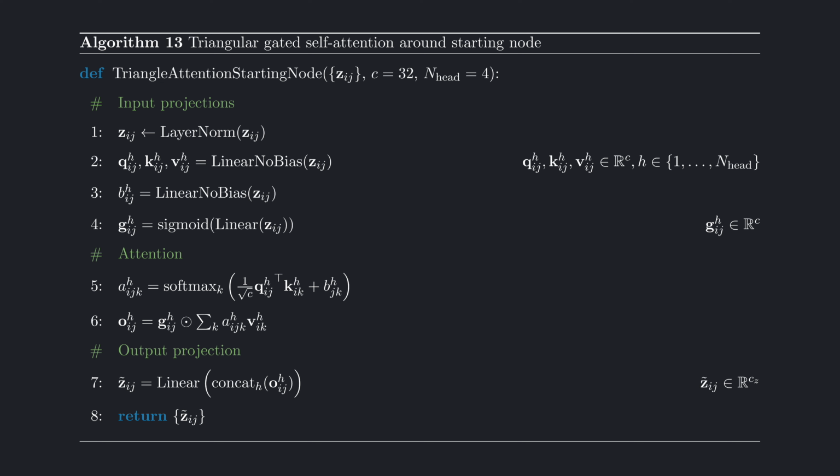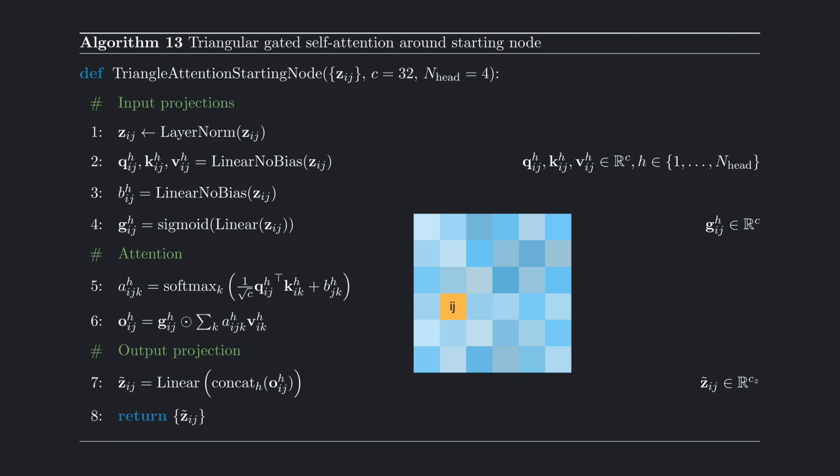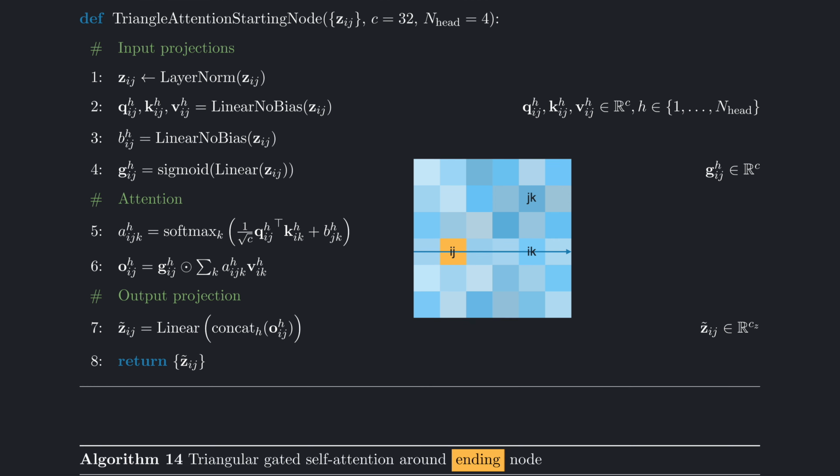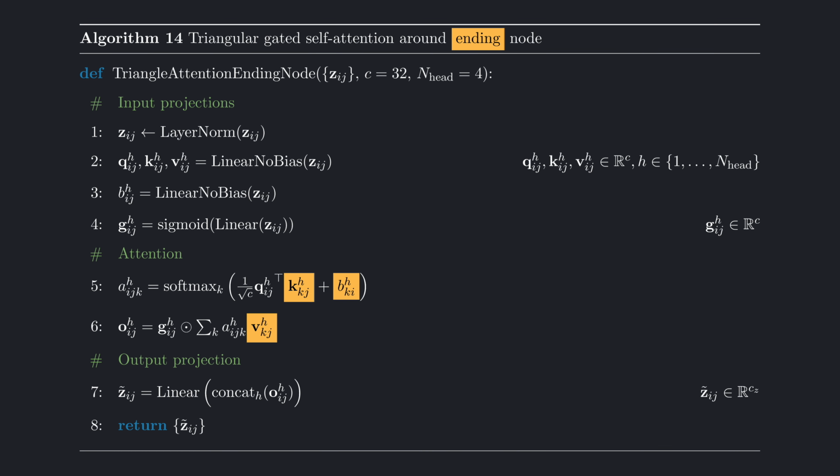This use of the bias fully aligns with our theory on completing the triangles. The update for the entry ij corresponds to the query q_ij. It can get updated by all the different keys k_ik, which are outgoing edges from i. But the attention score that's computed for the key ik is influenced by the bias b_jk, which is the third edge in the triangle. Attention around the ending node is basically the same.